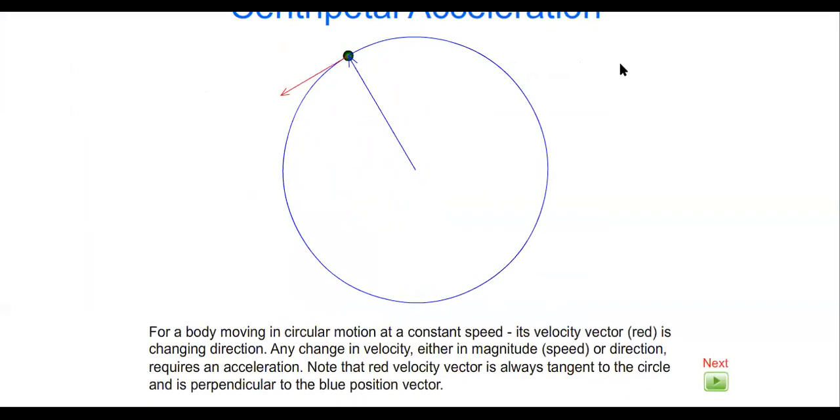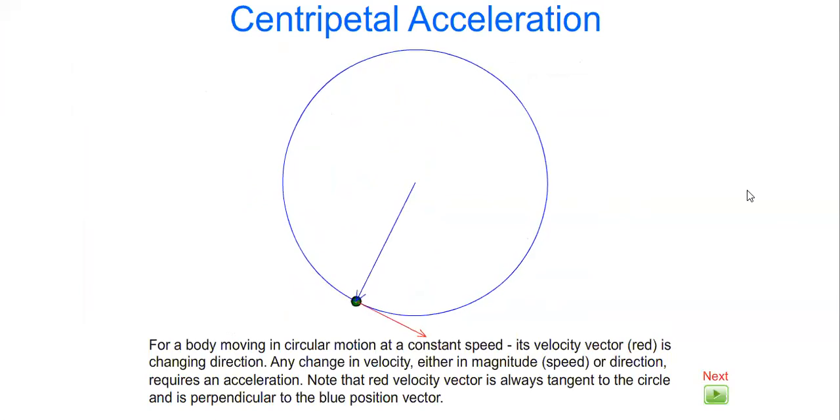But otherwise, I've got an animation here that walks you through basically what's happening here. So with centripetal motion, you have a mass that's just moving around and around in a circle. We assume this mass has a constant speed. It won't speed up, will not slow down.